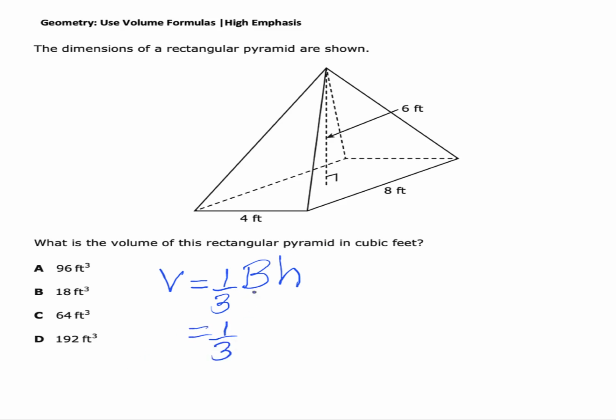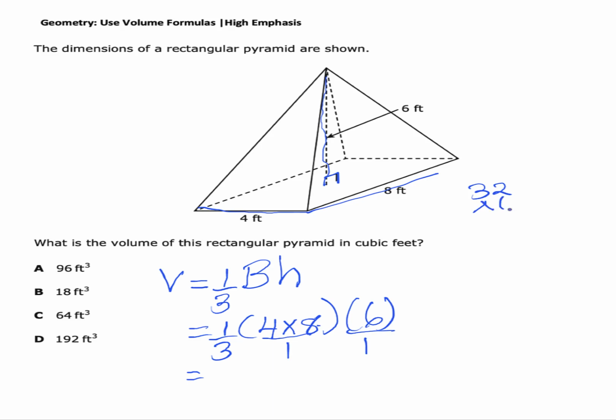Now your base is a rectangle. So to find the area, it's going to be length times width. So this is going to be 4 times 8. And then your height, right here, notice it has the right angle, is 6. These numbers are very small, so this could be non-calculator. So again, if I put this over 1 and put this over 1, you go straight across. So you're going 4 times 8 is 32, and then you're going 32 times 6.